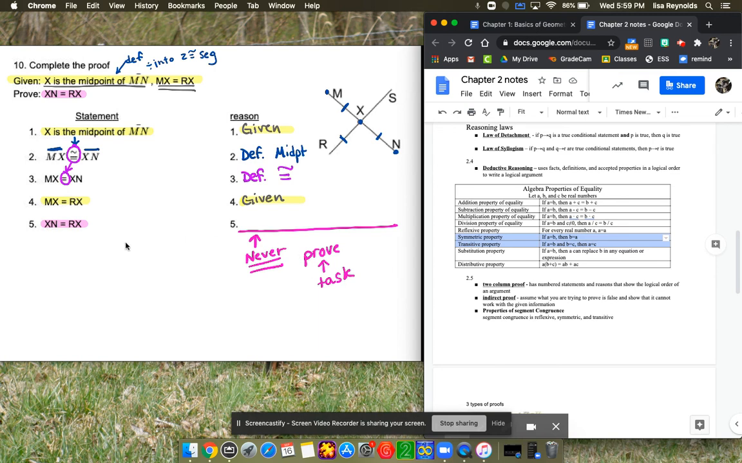So my line 4 and my line 5 both have RX in them, but I'm changing up my MX, which happens to be also in the previous line, and I'm replacing it with the XN. So I'm taking my XN from line 3, my RX from line 4, and they're both equal to the same thing. So this is my equal to the same value. So this is our transitive property.